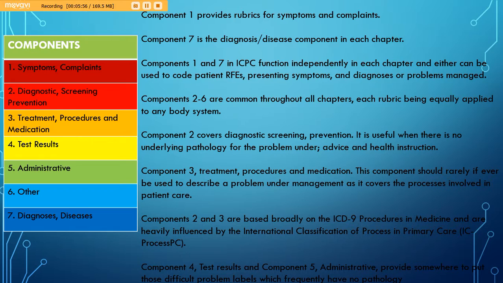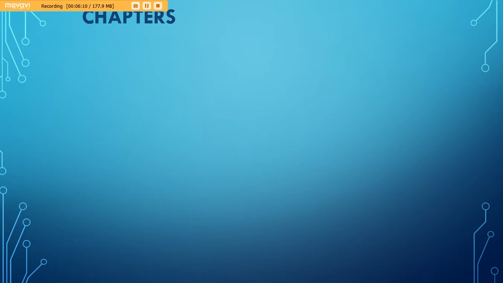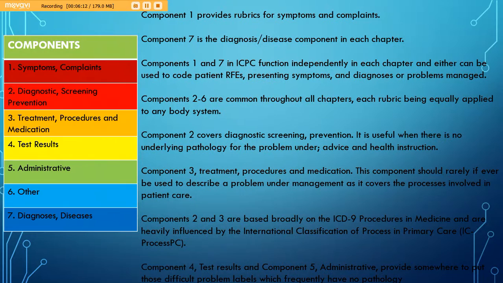Component 2 covers diagnostic screening and prevention. It is useful when there is no underlying pathology for the problem under advice and health instruction. Component 3, treatment, procedures, and medication. These components should rarely, if ever, be used to describe a problem under management as it covers the processes involved in patient care.